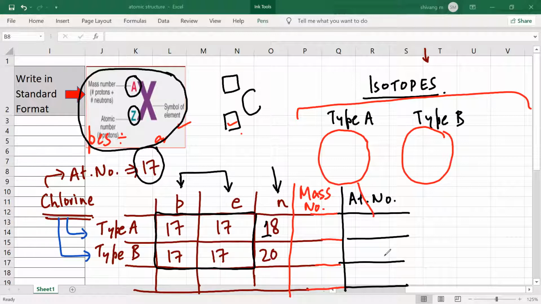Mr. Aryaman, are we clear? Yes, sir. Mr. Satya, what will be the mass number of type A? It will be 35. Great. Mr. Aryaman, what would be the mass number here? 37. Shabash. What would be the atomic number? 17. Shabash. Mr. Satya, are we clear? Yes, sir.